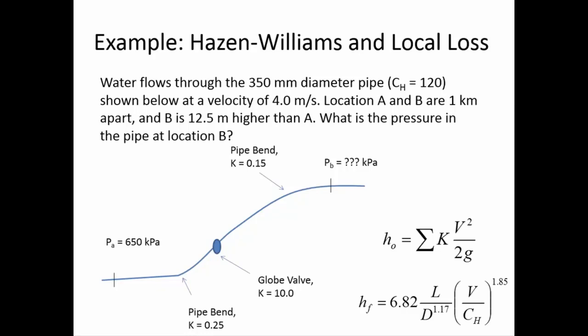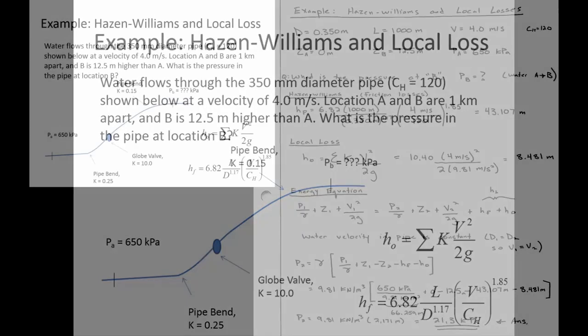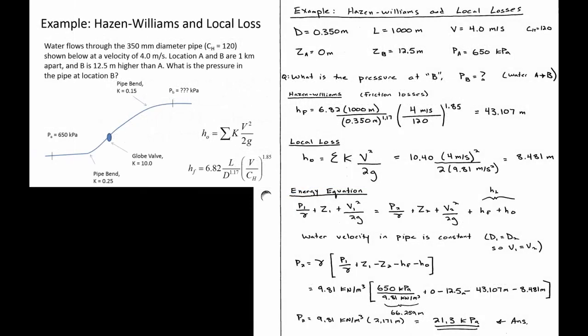So the water is flowing through this pipe from A to B, and what we've said is let's have location A be our elevation datum so that all elevation is measured above this location. So ZA is going to be 0, and that means that ZB is going to be the 12.5 meters higher that's mentioned in the problem statement.